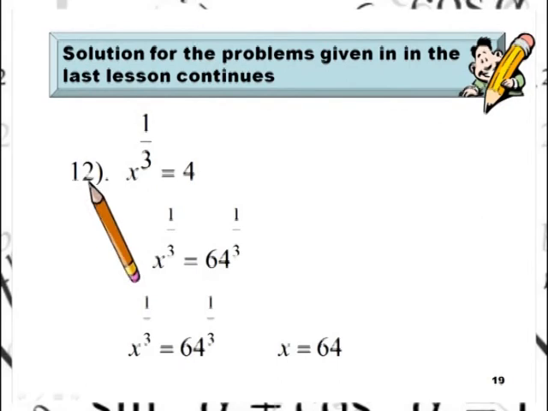Question 12, x raised to the 1/3 equals 4. x to the 1/3 equals 64 to the 1/3. X is equal to 64.